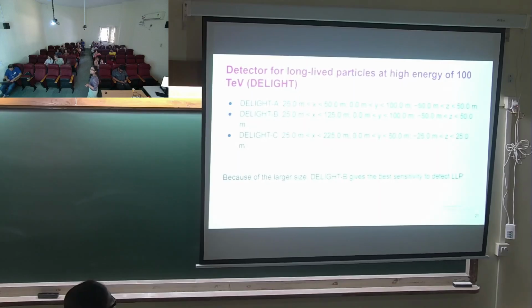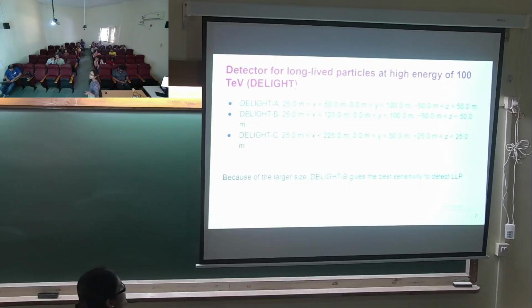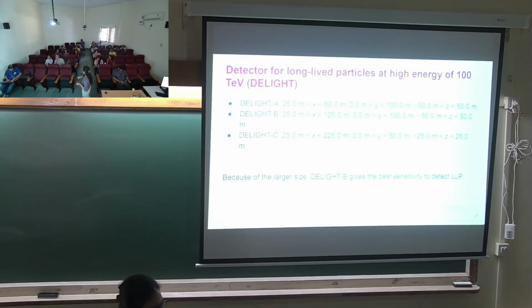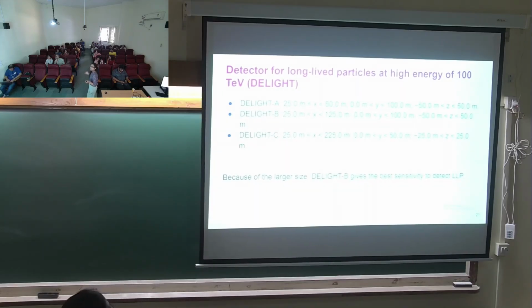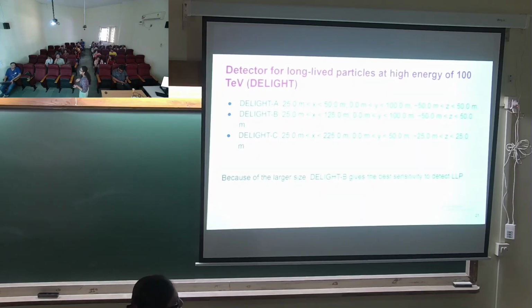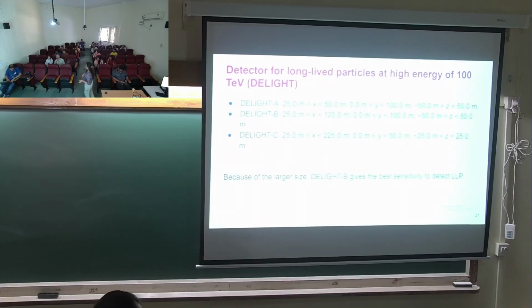So D-light is a detector for long-lived particles at high energy physics of 100 TeV. Depending upon the size and cost and everything, we have proposed 3 configurations. D-light A is the same size as the Mathusla. D-light B is 4 times the dimension of Mathusla and D-light C is 2 times the dimension of Mathusla. And because of the larger size, D-light B gives the best sensitivity to detect the LLP.